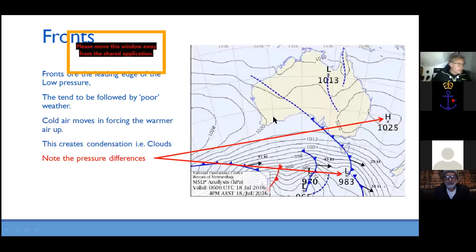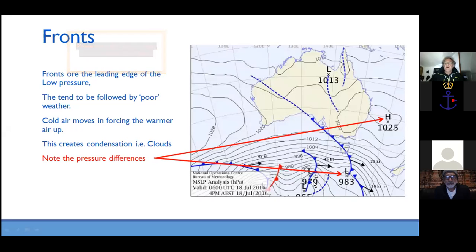So if we look at this synoptic of Australia, we can look at the two different pressures there. There's your high pressure. It's 1,025 millibar, very high. Okay. Down here, we see a low pressure. It's 983. It's pretty low. It's even lower here, 970. Okay. Here we can see the front pushing through. There we see a front. There we see a front, little spiky things. That's where the cold air is coming in and pushing the warm air up.